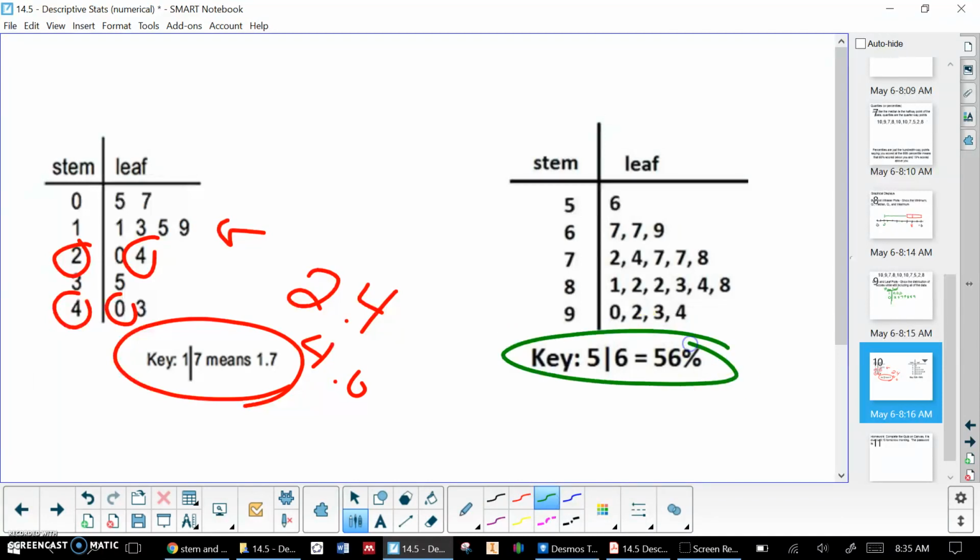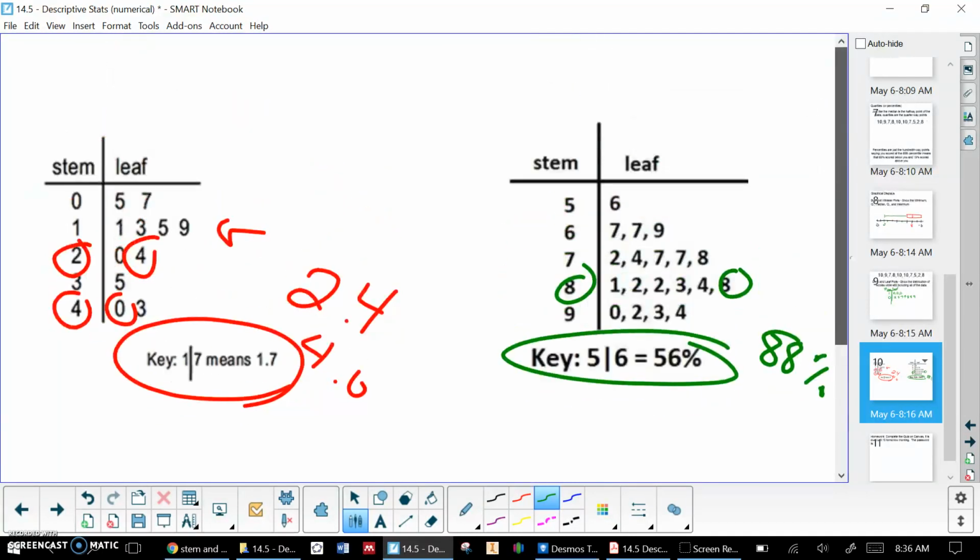Our key says 5, 6 means 56% this time. So when you see the 8, 8, you know that's 88%. And again, it shows you that most of our scores are in the 80s and 70s. One down here in the 50s. A few up here in the 90s. But mostly kind of right in the 70s, 80s. I'm guessing this is a test score.